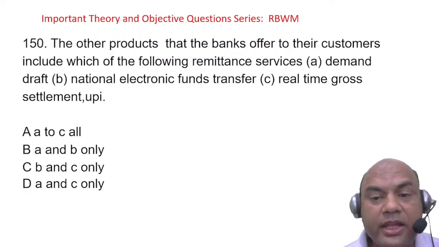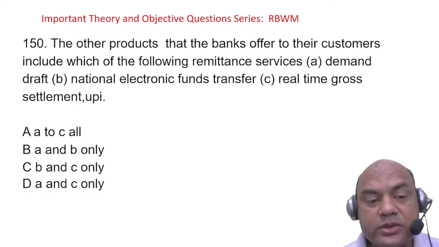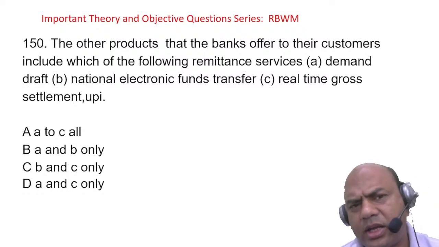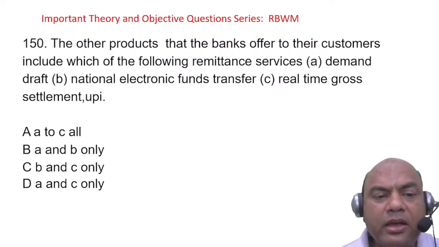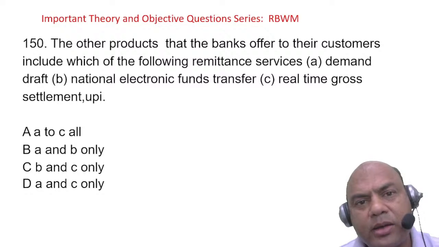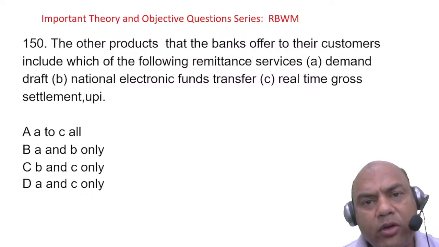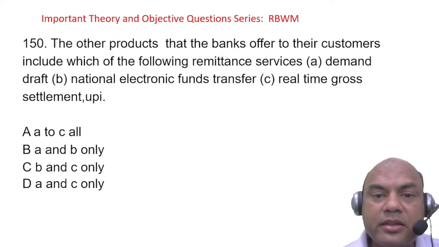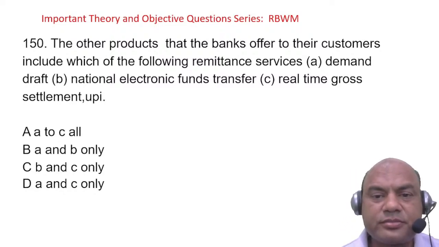Demand draft, NEFT, RTGS, UPI. Is it A to C all? Is it A and B only? B and C, A and C? Okay, I'll ask you one question. UPI. Is UPI offered by the bank, or does the customer come in the branch and do the UPI? He or she does it from home. So is the bank offering it, or is your branch offering it? So is the answer only A and B then? Think over it. What is the answer?